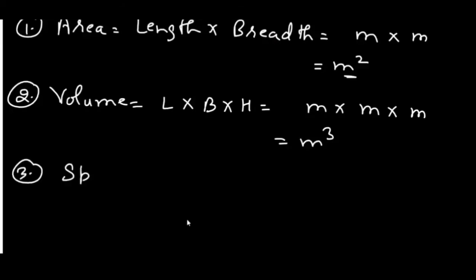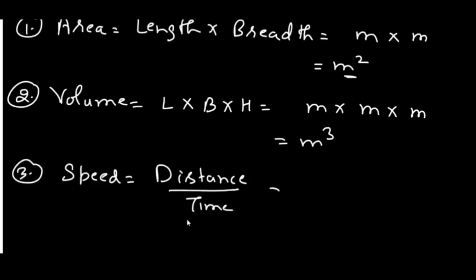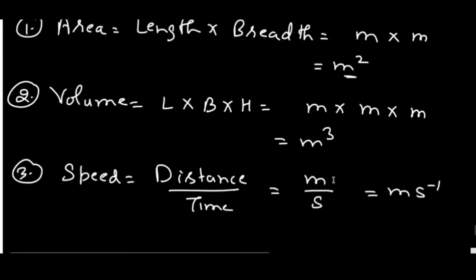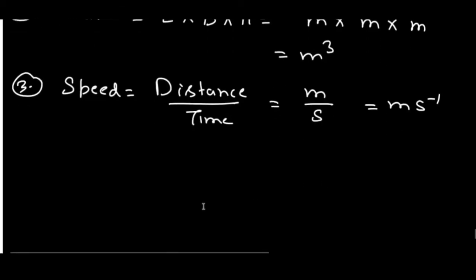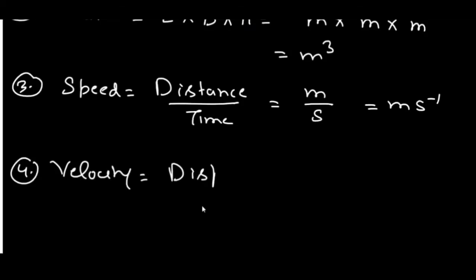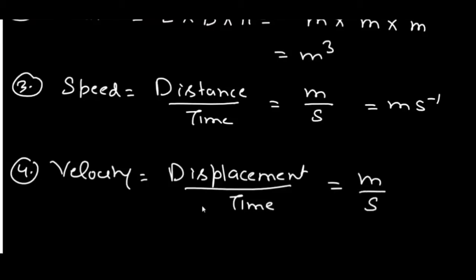Third is speed. We know the formula of speed is distance covered upon time. And the unit of distance is meter and unit of time is second. So this is meter per second. So meter per second is the derived unit of speed. Next is velocity. We know velocity is equal to displacement upon time. The unit of displacement is also meter, time second. So meter per second.